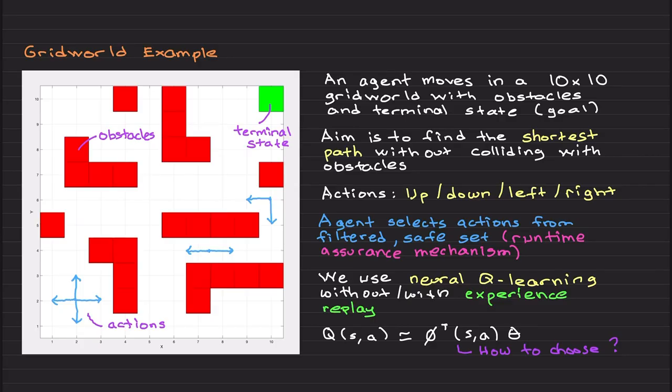So we are going to use neural Q-learning, and I would like to do a comparison between with and without experience replay, because as you know, in the previous video examples, I focused on a very simple example, and this time we are looking at a really nice example. This Gridworld is one of the benchmarks in reinforcement learning.